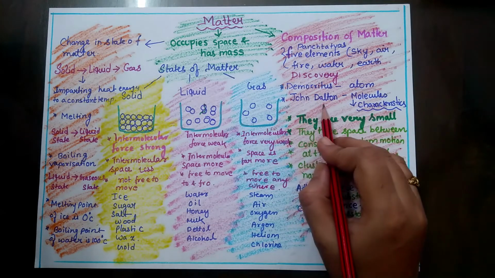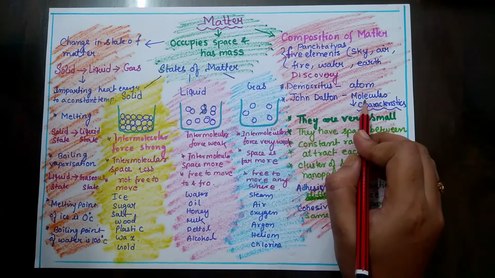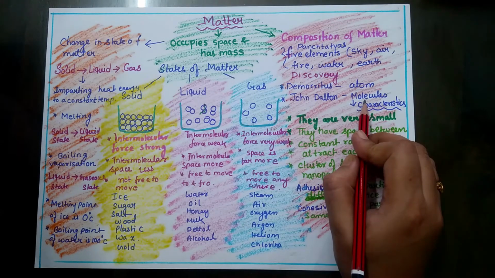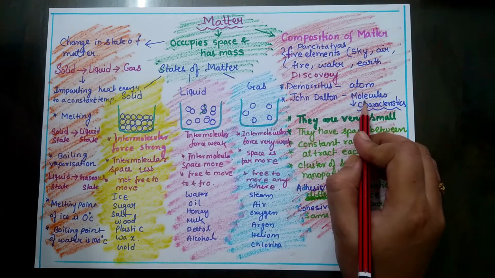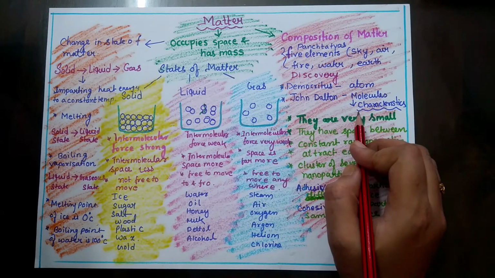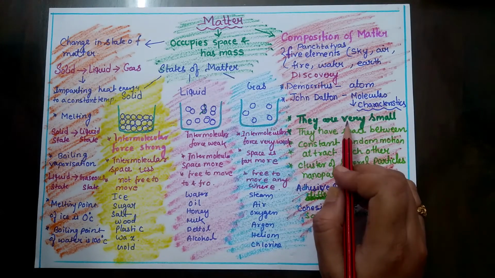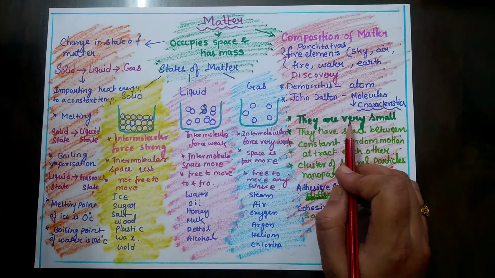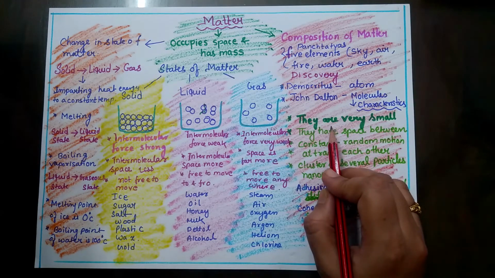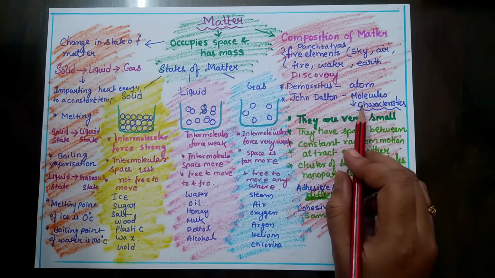Later on, John Dalton, an English chemist, experimentally found that matter is made up of molecules. Now a molecule is made up of one or more atoms of the same kind or of different kinds, and a molecule can exist free in nature. A molecule consisting of one atom is called monoatomic. A molecule having 2 atoms is called diatomic, and a molecule having more than 2 atoms is called polyatomic.